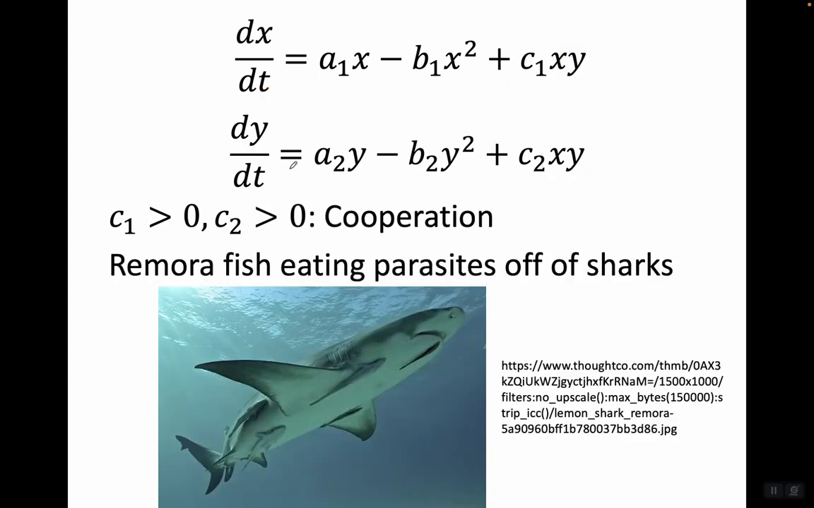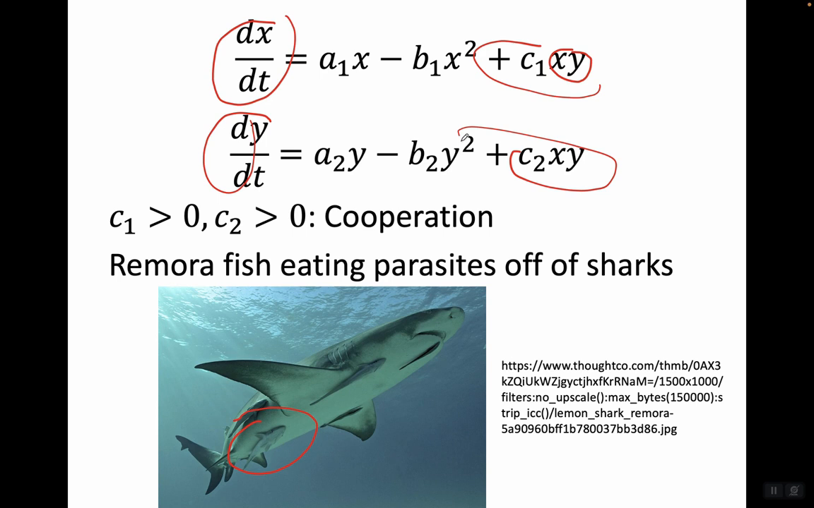Both of these could be positive. You have cooperation between species. An example would be a remora fish eating parasites off of sharks. So again, here's a shark, and then there's this fish down here that's eating parasites off the shark. It benefits the shark because it gets rid of parasites. It benefits the fish because the fish gets to chow down on some yummy parasites. Gotta love that. So in this case, the c's would be positive because when we have plenty of x and plenty of y, when those are large, it has a positive effect on the dx/dt and on the dy/dt. Both these are positive. So having plenty of remora fish, having plenty of sharks, that benefits both populations.